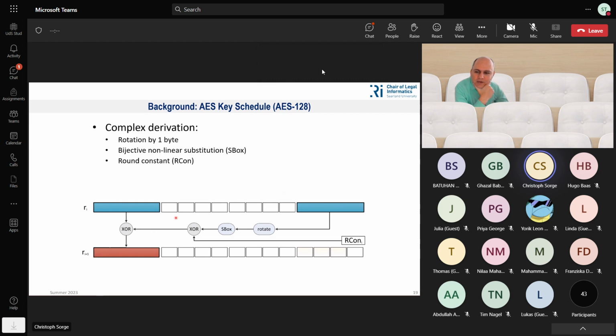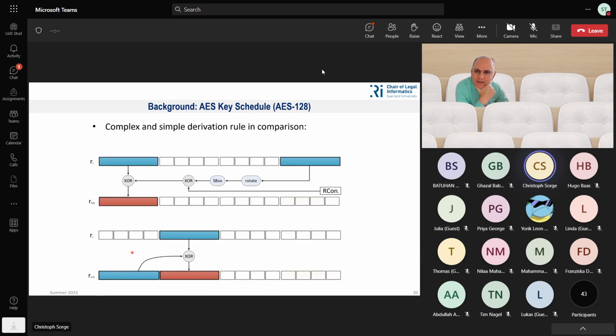And for the first byte, what we do is we take a section of the previous round key, do a rotation operation, we do a substitution based on a lookup table, the SBox, and then we XOR that with a round constant, which is defined in the AES standard, and we XOR that result with another section of the previous round key to derive the new round key.